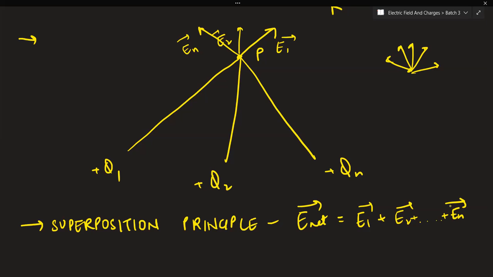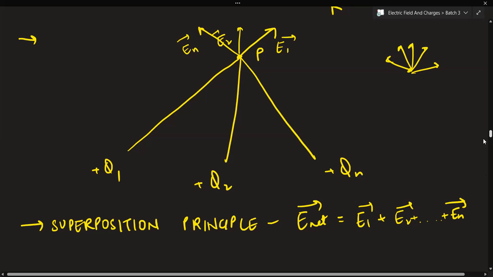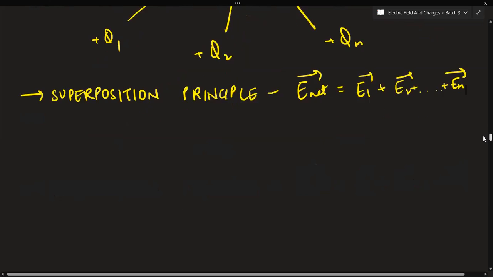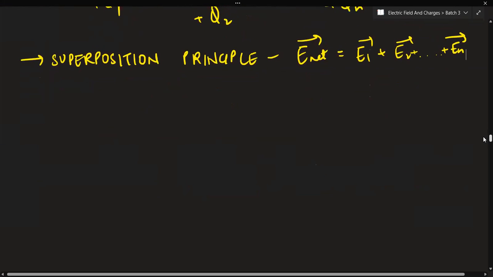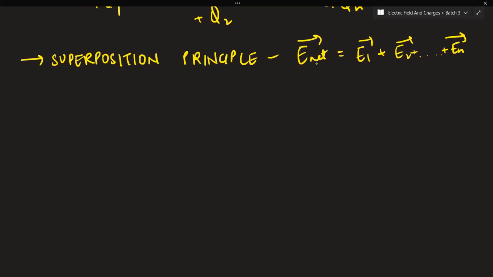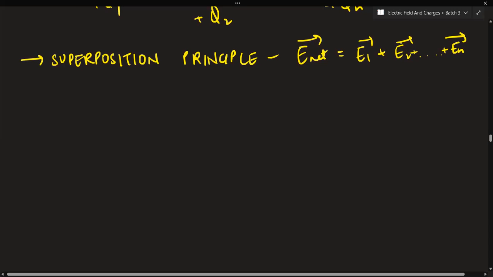Remember, this is not the algebraic sum. The reason is that electric field is a vector quantity. It has magnitude as well as direction. So if it has direction, how can we neglect the direction? Vector quantities obey vector laws, so you have to add all the electric fields vectorially.